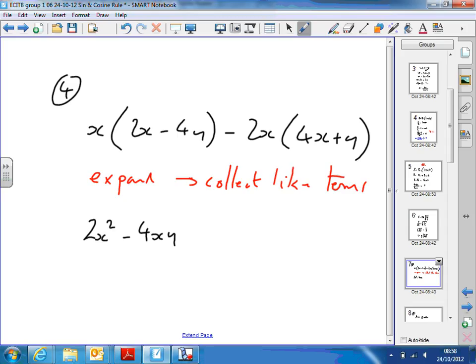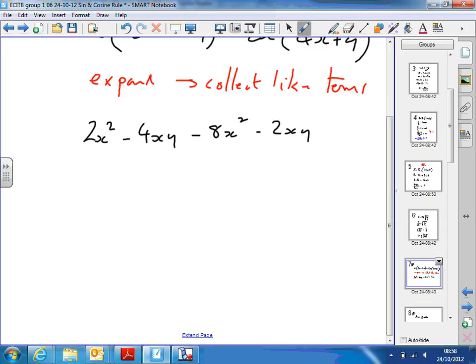Watch this one. Minus 2x times 4x is minus 8x squared. And where you might go wrong, minus 2x times y is minus 2xy. So that becomes a negative 2xy. Now, if you look at this, 2x squared minus 8x squared is minus 6x squared. Minus 4xy minus another 2xy is minus 6xy. So I can collect together like terms.